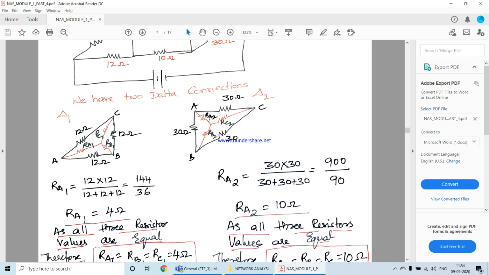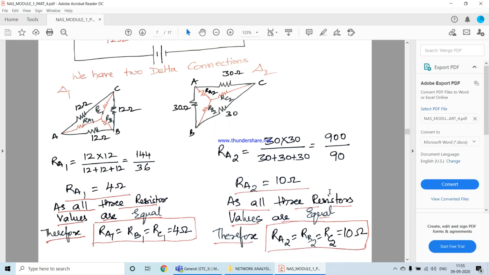Similarly here, when I want to find out RA2, see the resistances which are next to that RA2. So we have 30 ohm and 30 ohm next to RA2, right? Left and right. Therefore 30 into 30 divided by 30 plus 30 plus 30. So 900 by 90, which we get 10 ohms. Again here we see all three resistances are equal. Therefore you get RB2 and RC2 also equal to RA2. Therefore all three resistances are equal to 10 ohms.